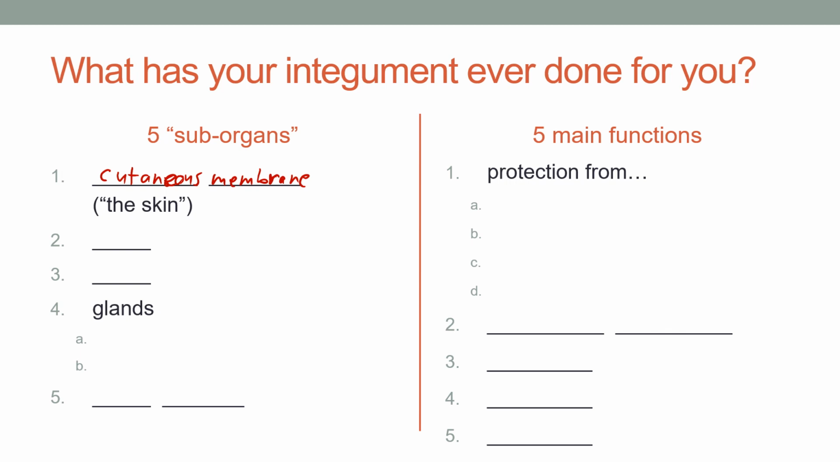In addition to the cutaneous membrane, there is hair. This counts in my mind as a sub-organ of the skin. We have parts of our body that have a tremendous amount of hair on them, mostly the scalp for most of us. Then going with that, you can imagine the next one is probably going to be nails.